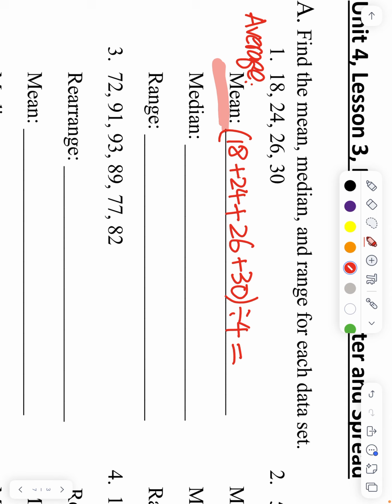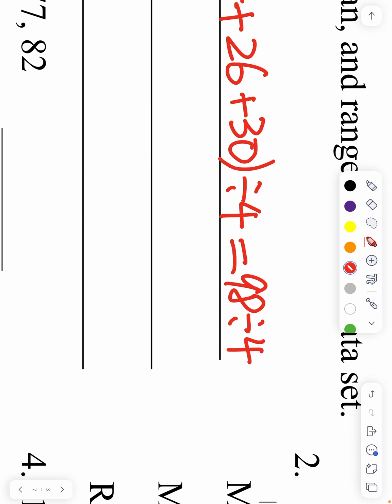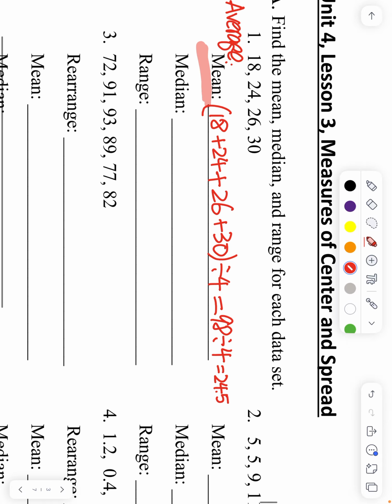18 plus 24 plus 26 and then plus 30. Then you hit equal. This equals 98, divided by 4, equal to 24.5. So the mean is 24.5. I don't know which mathematician in the past gave it the name mean. I feel like it's just called average, right?